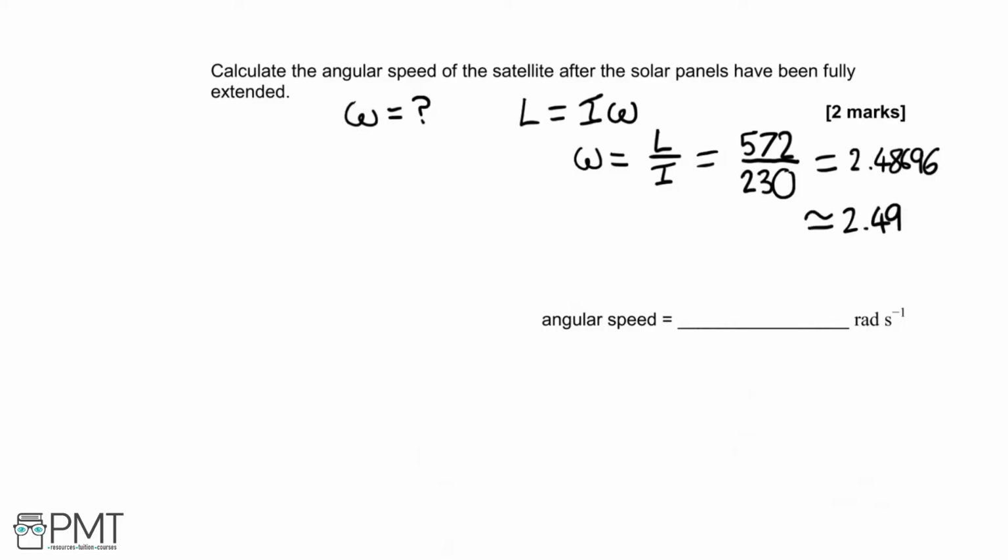So in terms of marks, the first mark will be for correctly substituting the values into the equation. It doesn't matter if it's rearranged and then substituted. You're essentially doing the same thing, but you're doing the steps in a different order. And then the second mark of the 2 will be for correctly getting 2.49. So nice, easy 2 marks there.